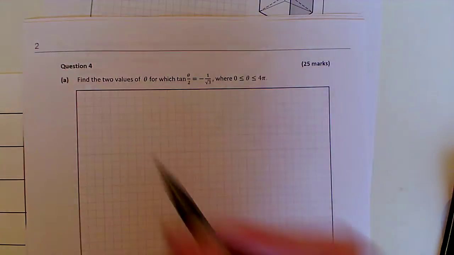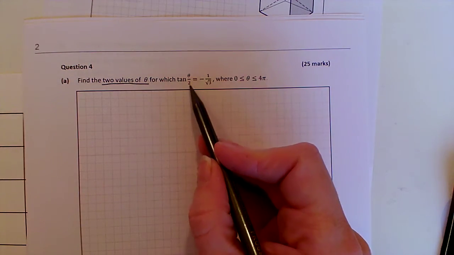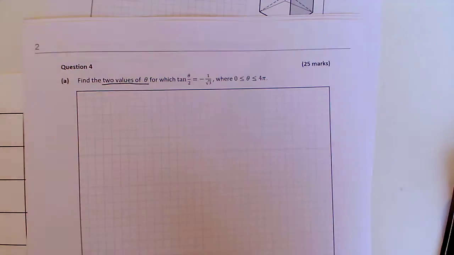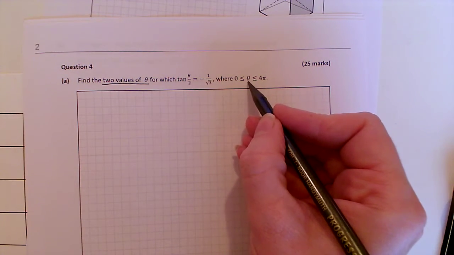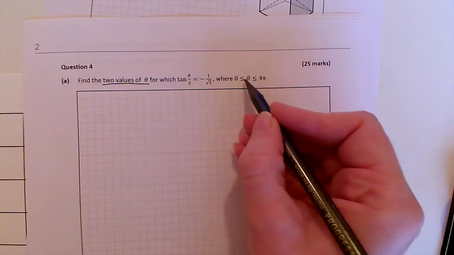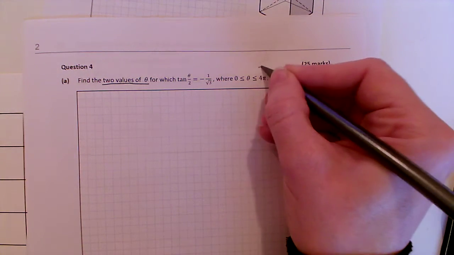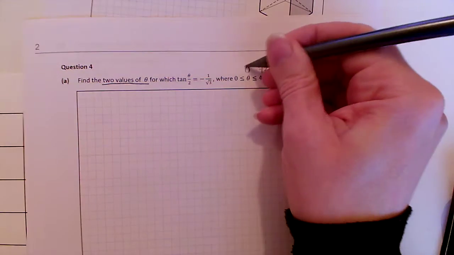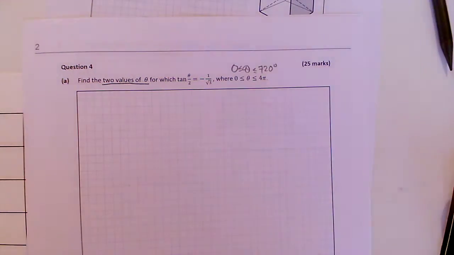Find two values of theta for which tan of theta over 2, now we've had them multiplied before, is equal to -1/3, for 0 is less than or equal to theta, which is less than or equal to 4 pi. This is 720 degrees, 2 full circles. So if you don't like radians, it's okay to change them to degrees to work with.